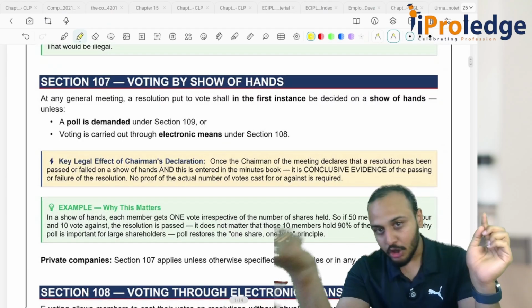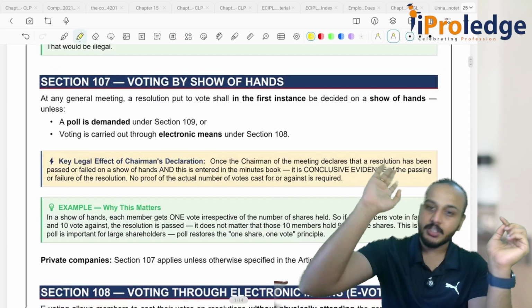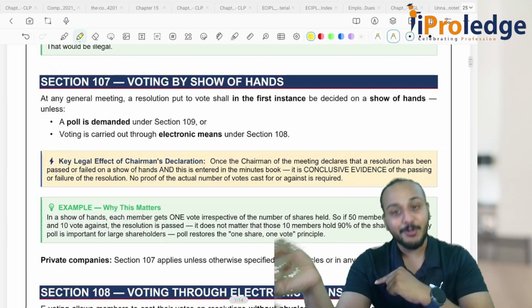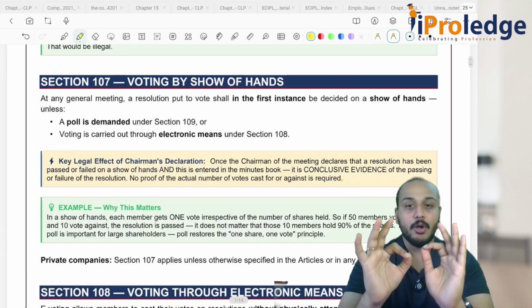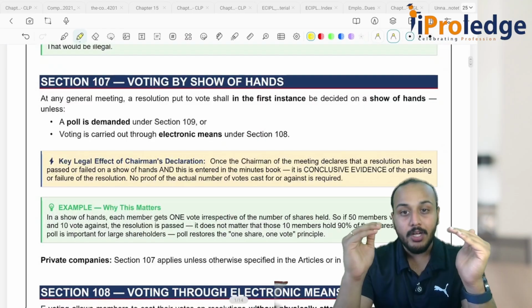And poll, of course, you have to go to the general meeting to cast your vote. Voting by show of hands, you cannot sit at home and show your hands. You have to go to the general meeting and then show your hands. These are the five sections of voting rights.